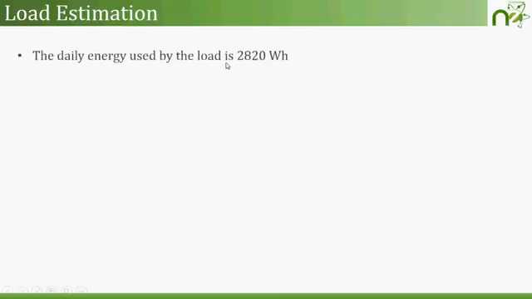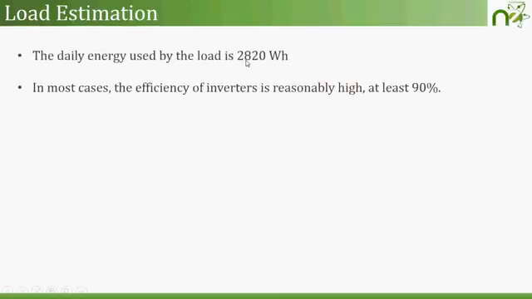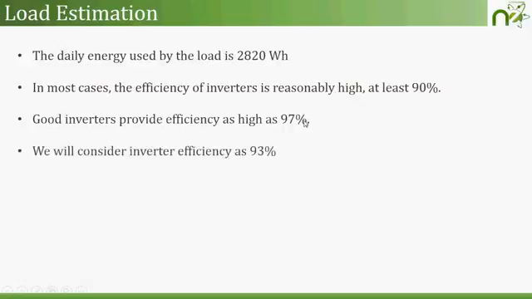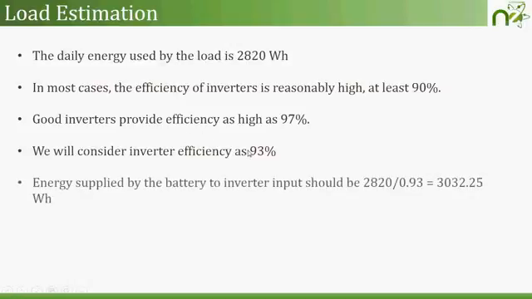Now the daily energy used is like 2820 watt hours, but we need to cater for the efficiency of the inverter, as I told you. It's almost 90%, but we will consider 97% as the highest efficiency. Hence, with the moderate efficiency we will consider for our calculation is 93%. Hence, the total energy to be consumed will be 3032. So this is the optimal load estimation that we need to consider at this point of time.